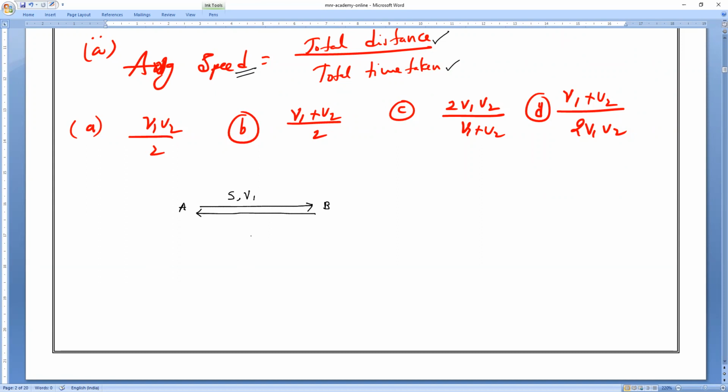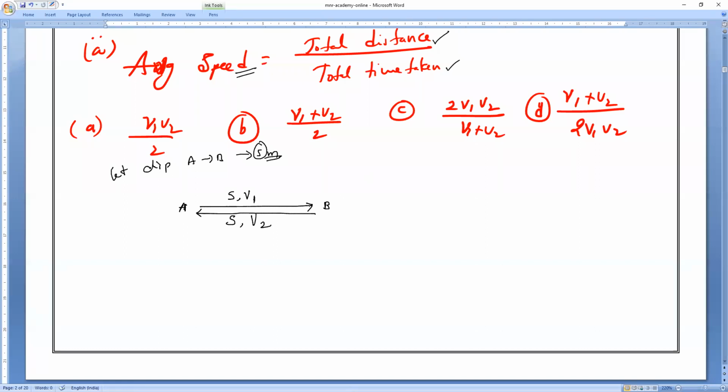What is the B to A distance? Let the distance between A to B be S meters. S means distance. Now B to A is also what will become? He traveled with V1 speed from A to B, and B to A, what speed did he travel? Please respond. Answer the question.